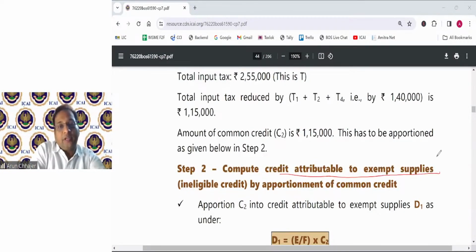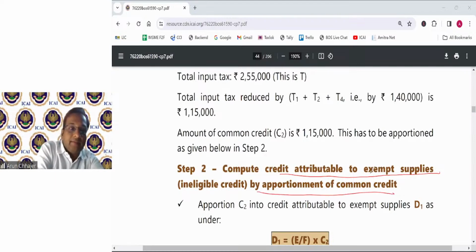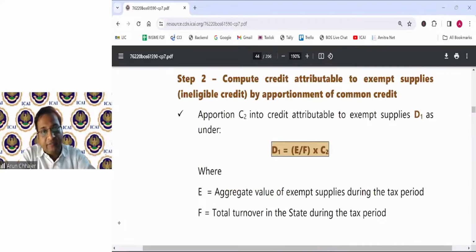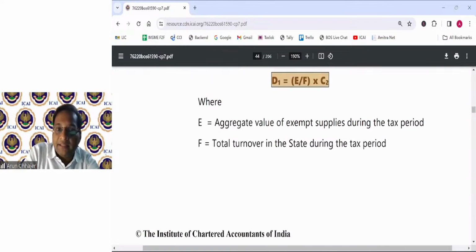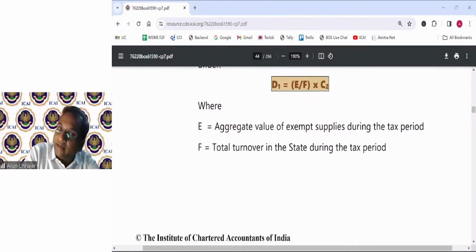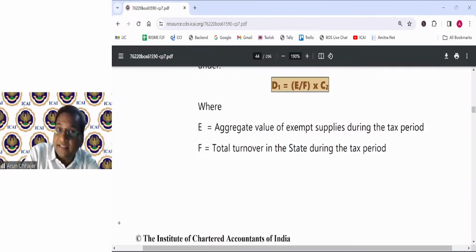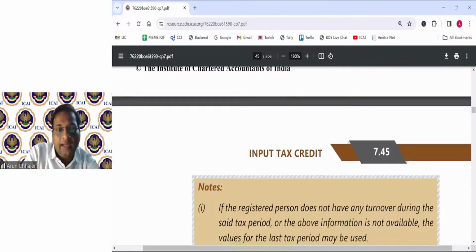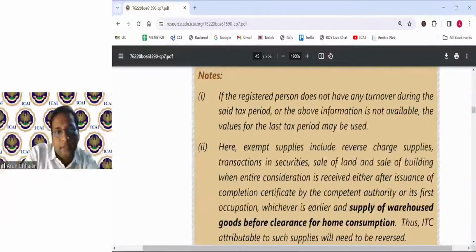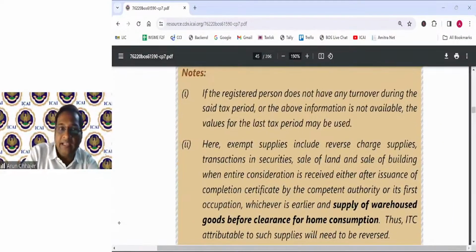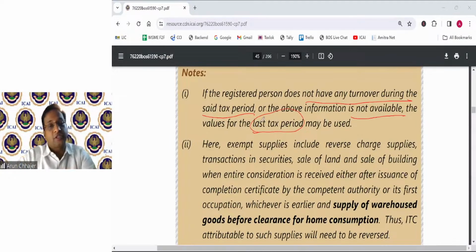Compute credit attributable to exempt supply, E by F, that is D1, multiplied by C2. E means aggregate value of the exempt supply. F means total turnover, exempt plus taxable, right? And if the registered person does not have any turnover, so please note, if they do not have any turnover during the said tax period and the above information is not available, the value for the last tax period may be used.